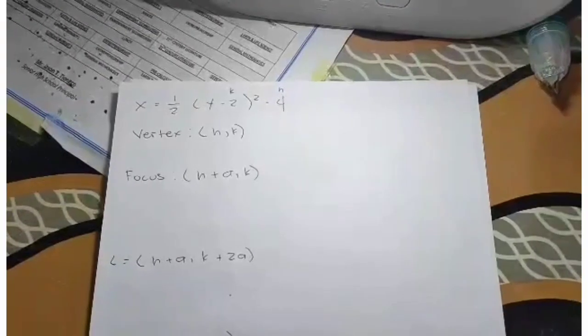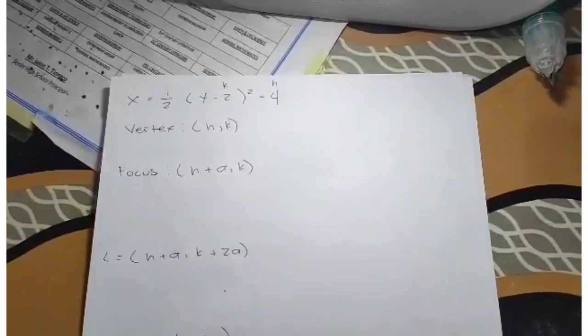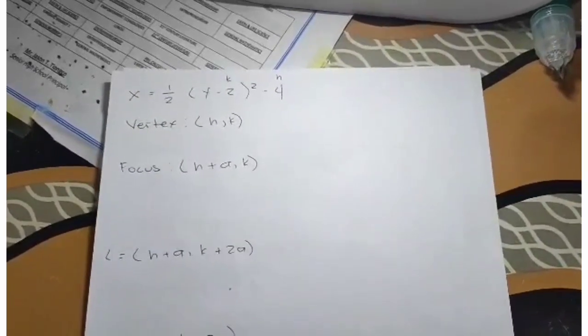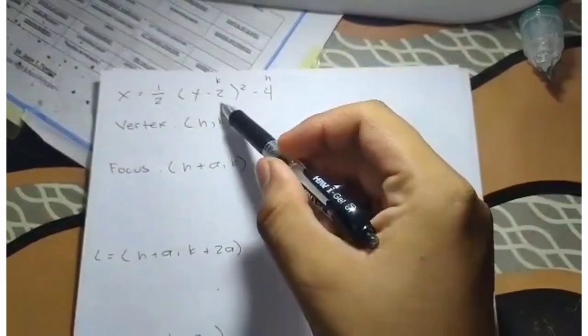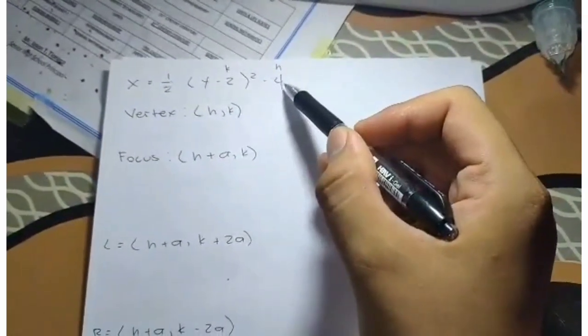So hi guys, good day. Ngayong araw, tuturuan ko kayo how to graph a parabola. So the given equation is x equals 1/2 times (y minus 2) squared minus 4. So yung k natin is 2, and then yung h natin is negative 4.